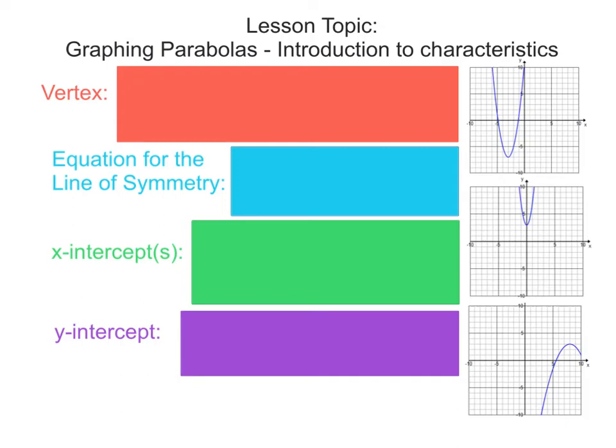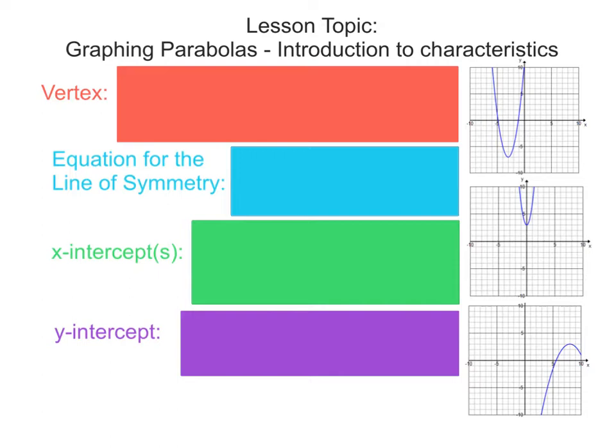The lesson topic for this video is graphing parabolas, and this is an introduction to the characteristics of a parabola. So first of all, let's make sure we know what this word parabola means. We've talked about it before, but a parabola is the shape of the graph that occurs when you have a quadratic function. If you look at these three examples off to the right, the U-shaped graph is a parabola. So this is a parabola, this is a parabola, and this down here is also a parabola. All right, so a U-shaped graph.